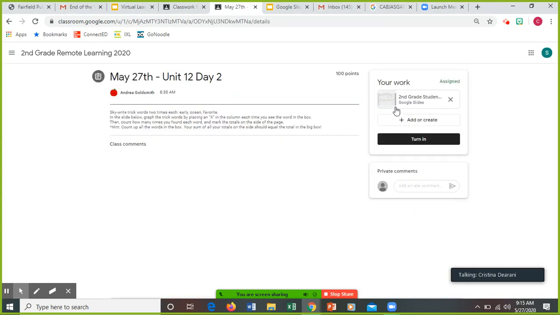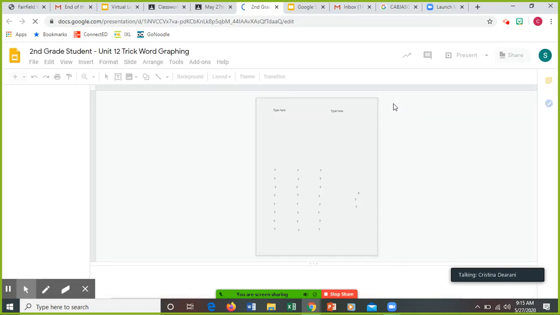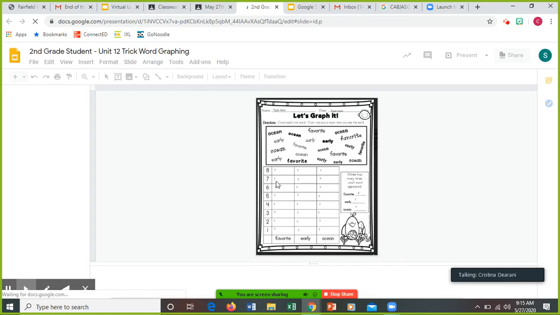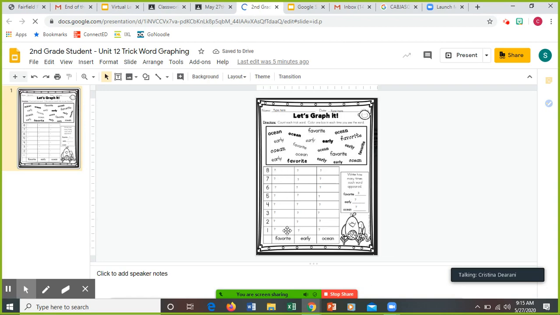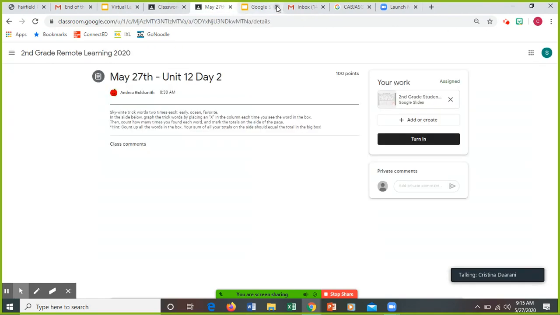So I'm pressing view assignment. My Google slide is here. Okay, where those question marks are, that's where we're going to put some of the X's. And when you're done, X out of it and press the black turn in button.